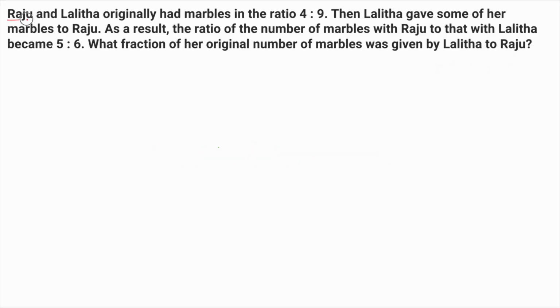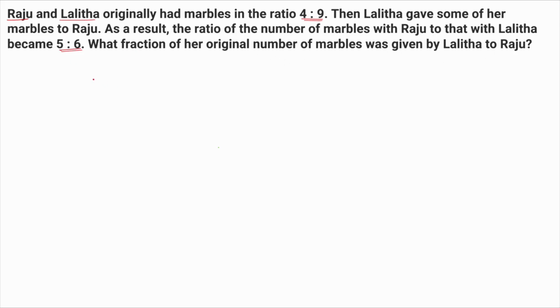So the question reads, Raju and Lalita originally had marbles in the ratio of 4 is to 9. Then Lalita gave some of her marbles to Raju. As a result, the ratio of the number of marbles with Raju to that with Lalita became 5 is to 6. What fraction of her original number of marbles was given by Lalita to Raju?